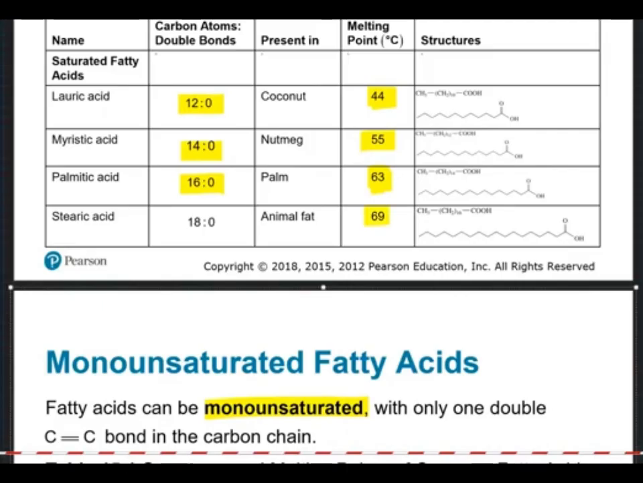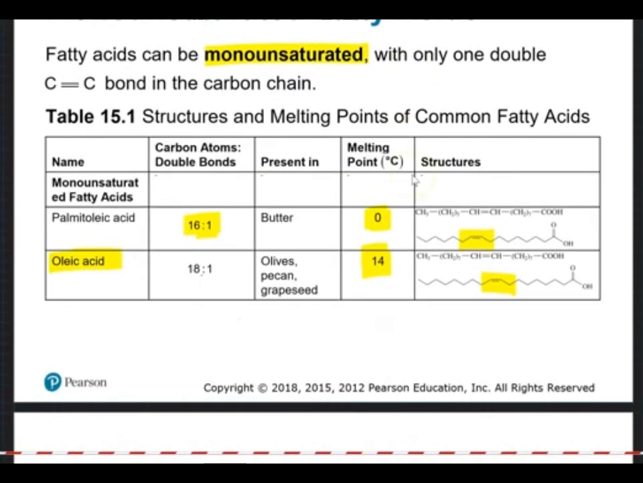Melting point, 69. Double bonds, 0. Now look at oleic acid. Double bonds, 1. Same number of carbons, 18. Melting point is 14, much lower.